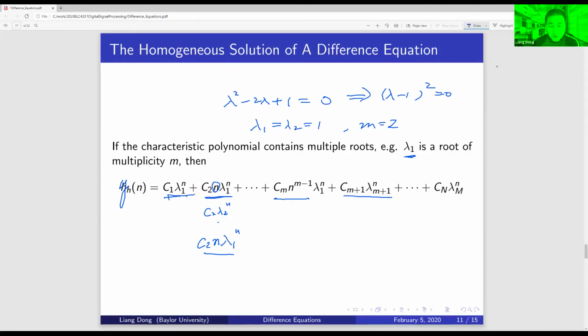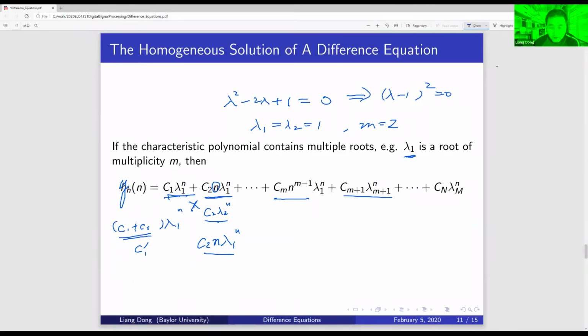Otherwise, you can just combine these together. Otherwise, these two adding, because lambda 1 equal to lambda 2, you simply have (c1 plus c2) times lambda 1 to the power n, and then you can write this as c1 prime. So it becomes one term if these two are not independent.